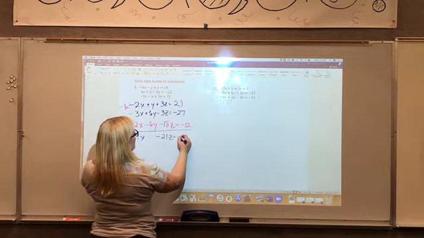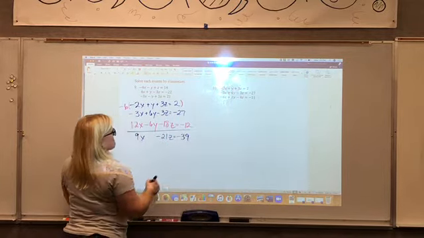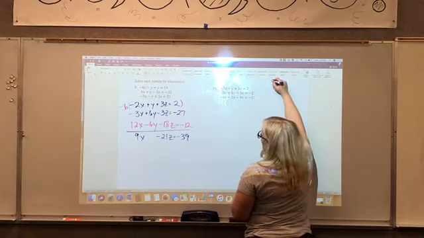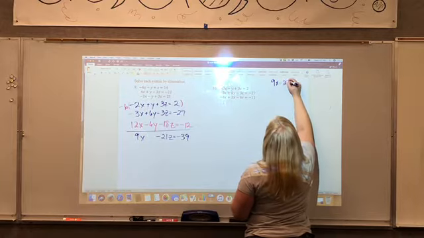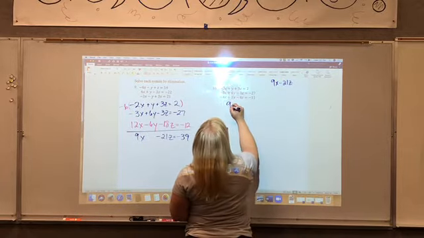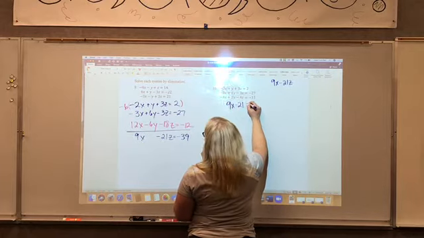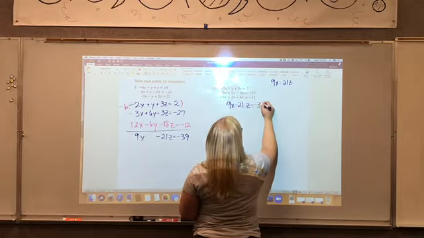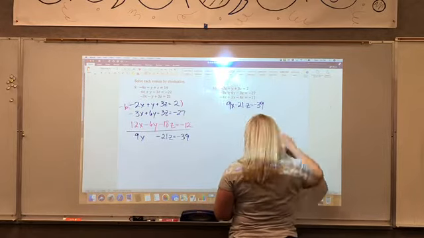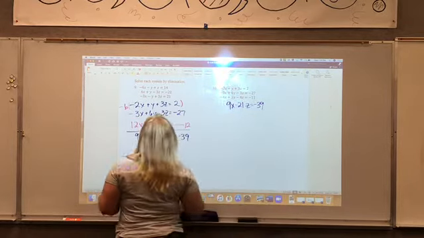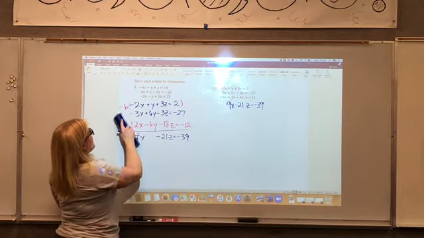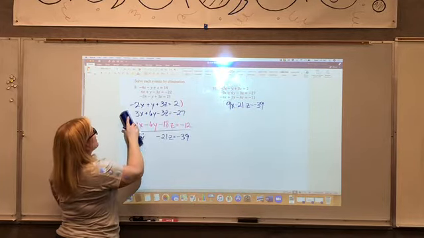equals -39. All right, so I'm going to take that and I'm going to put that over here. I've got 9x minus 21z, actually I'm going to put it here. 9x minus 21z equals -39. Okay. I'm going to erase this because I don't have enough space. Sorry about that. But I am going to use this one again.